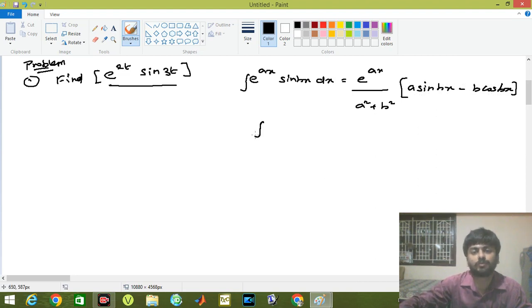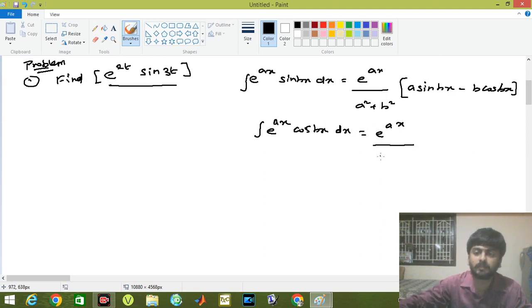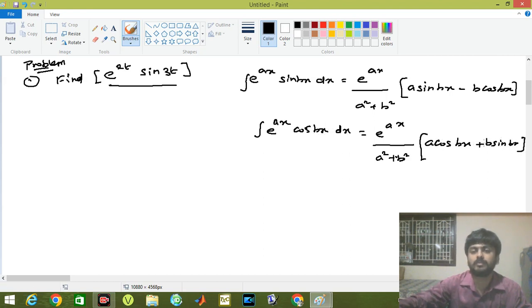If I want to find e power 2t cos 3t, I will have to use this formula: the integral of e power ax cos bx dx equals e power ax divided by a square plus b square, into a cos bx plus b sin bx. So we have to utilize these two formulas.